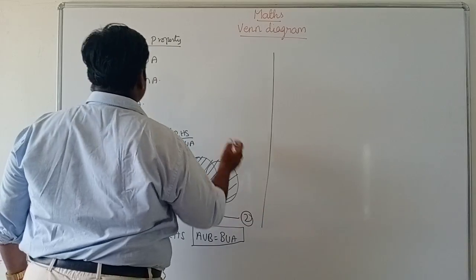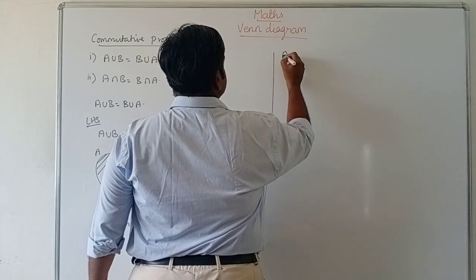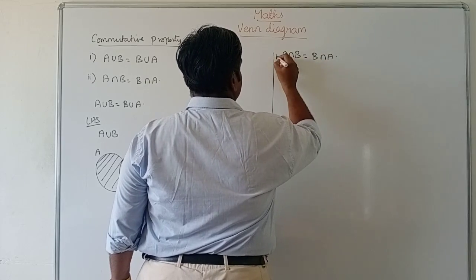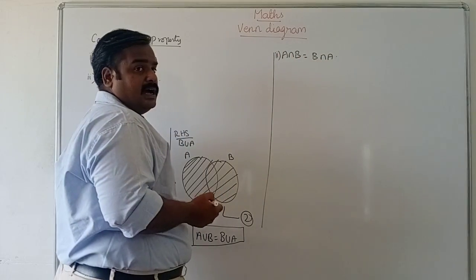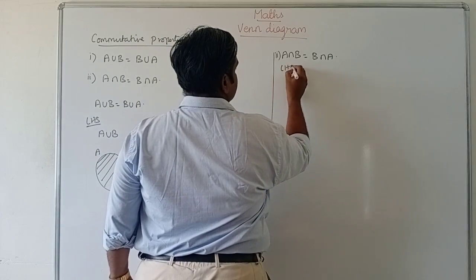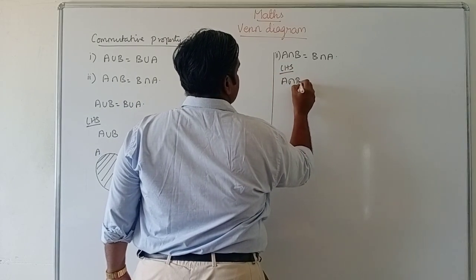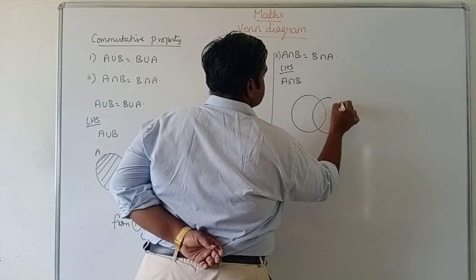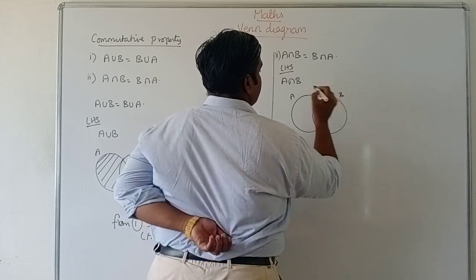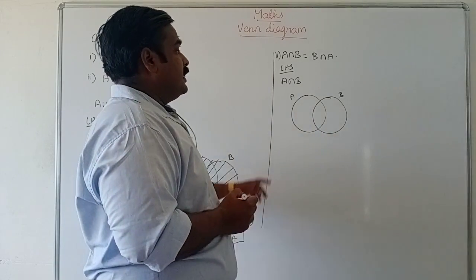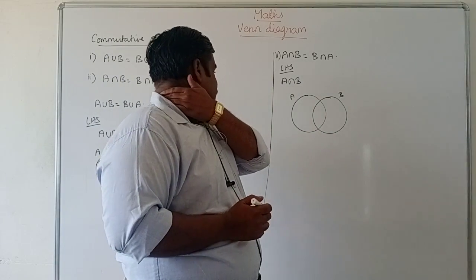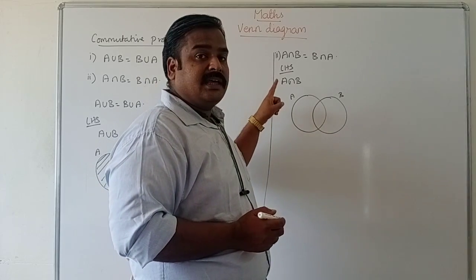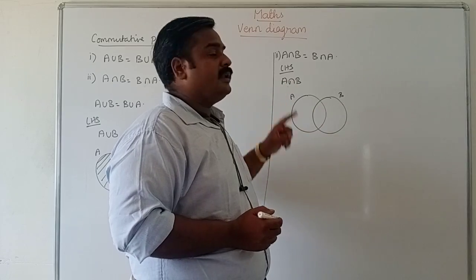Then take the second one: A intersection B equals B intersection A. You are going to prove this second law. What is given in the LHS? A intersection B. Once again you put two circles to represent the sets, one for A and one for B. What does intersection stand for? Intersection stands for common. You have to shade the area which is common between A and B.